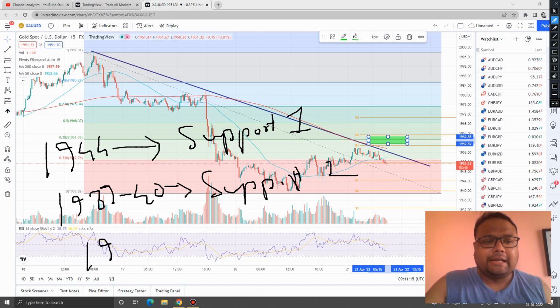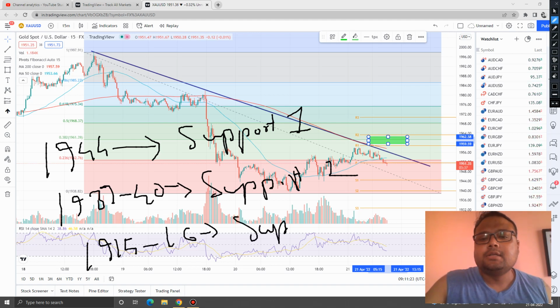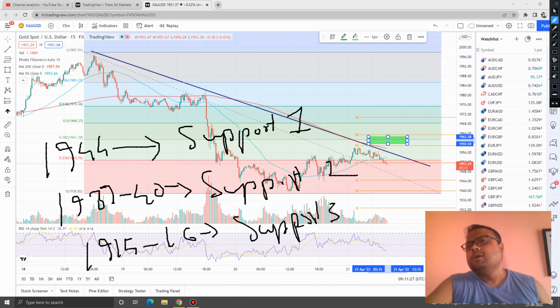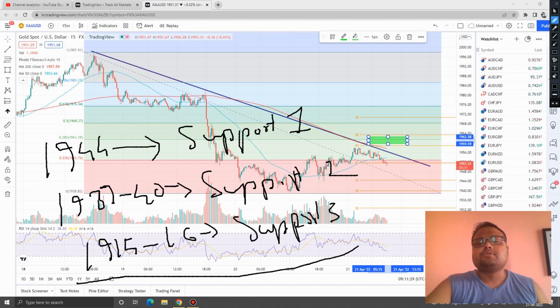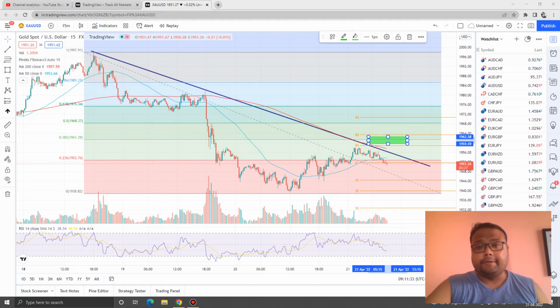Then we have 1915 to 1916. This is kind of good support. Not the strongest support, but a good support. This is our support 3 for the day. If price comes down to the levels, we can hope that market will bounce from there. So these are the 3 supports on the chart of gold for today.